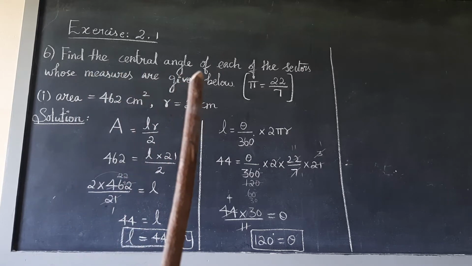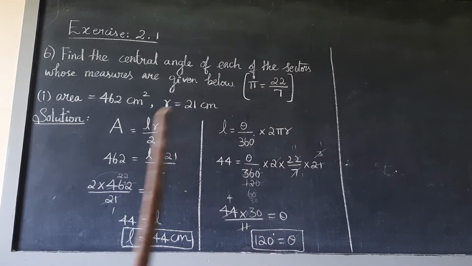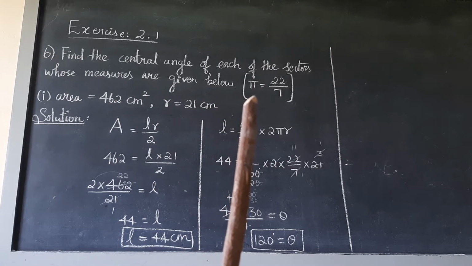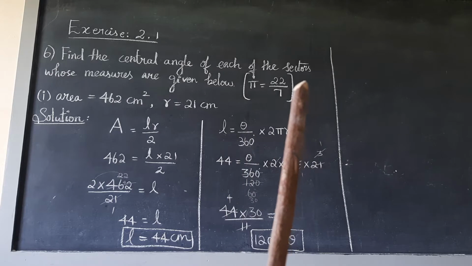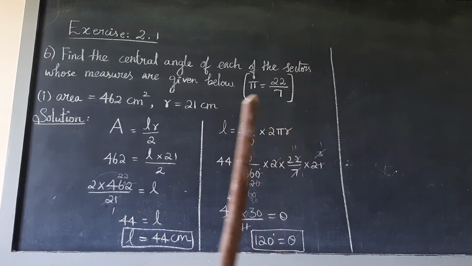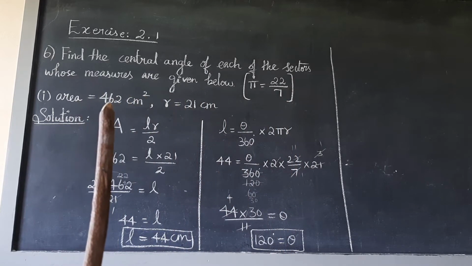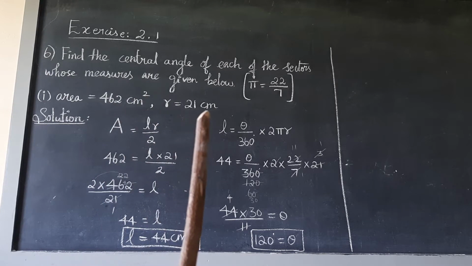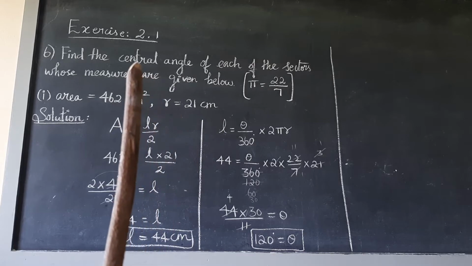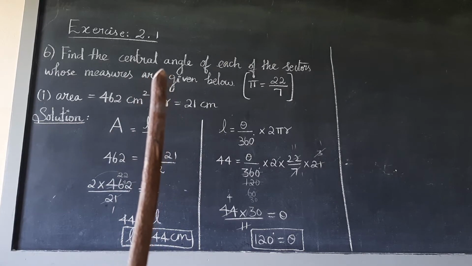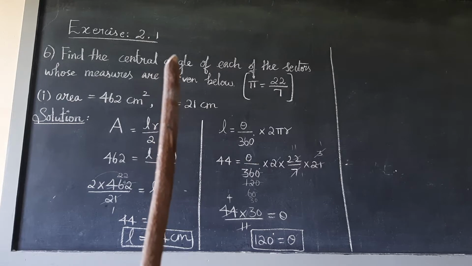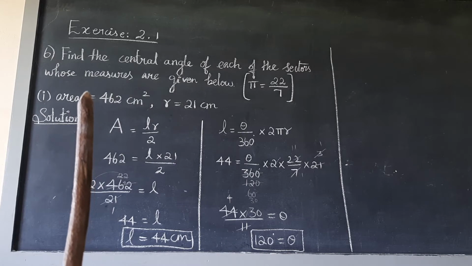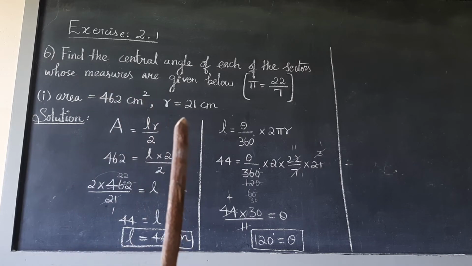Find the central angle of each of the sectors whose measures are given below, and use pi equal to 22 by 7. Area is equal to 462 centimeter square and radius is equal to 21 centimeter. Central angle means we have to find theta. Here area and radius are given.